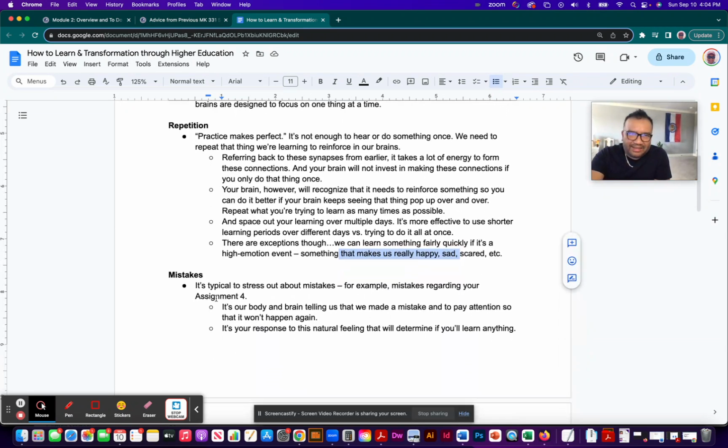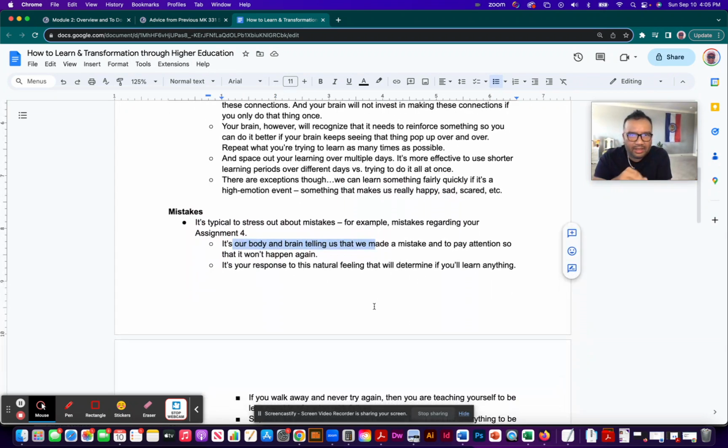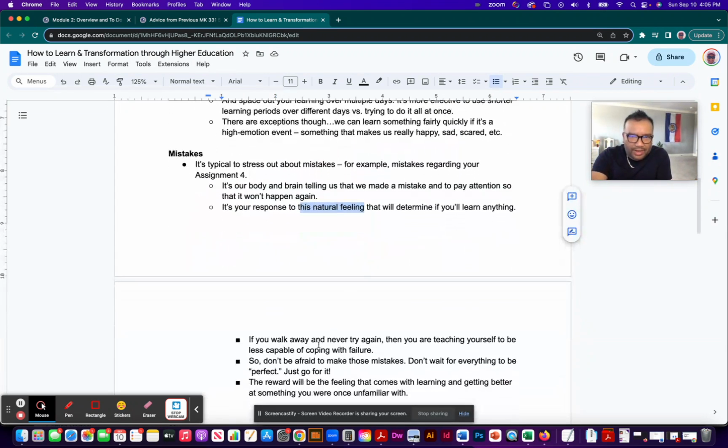But anyway, going back to this idea, it's typical to stress out about mistakes. If you think about it, it makes sense. It tells our brain, hey, you made a mistake. Pay attention. Do better. This is important. And so when you get to that point where you make a mistake and you feel that way, how you react to that will determine whether you walk away learning something or not. When we feel stressed out when we make mistakes, it's our body and brain telling us we made a mistake, so pay attention so it won't happen again. So if you walk away and never try again after making a mistake, then you're just teaching yourself to be less capable of coping with failure.